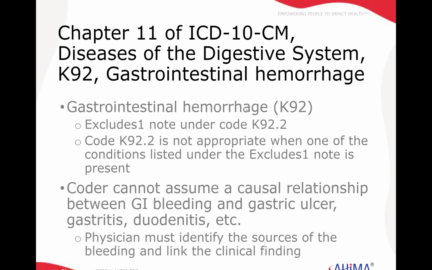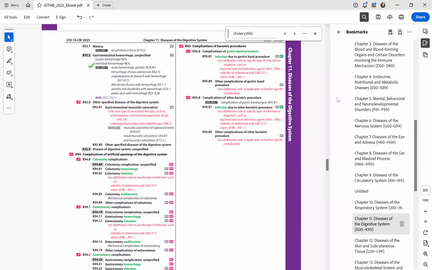Note that there are some Excludes1 codes under K92.2. It's not appropriate when one of the other conditions under Excludes1 is present. Let's take a look at that code very quickly. Again, this is what we're talking about. Note here, GI hemorrhage, unspecified, K92.2. If you think about it, if it's unspecified, you really can't have it specified as acute. So hopefully that makes sense. But the real key here is to carefully read the tabular.